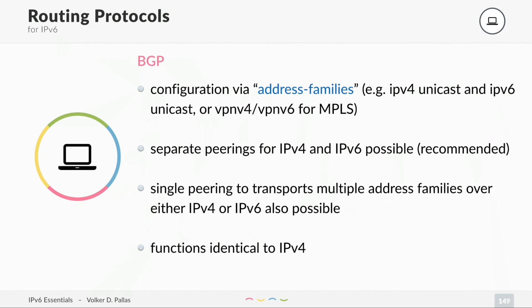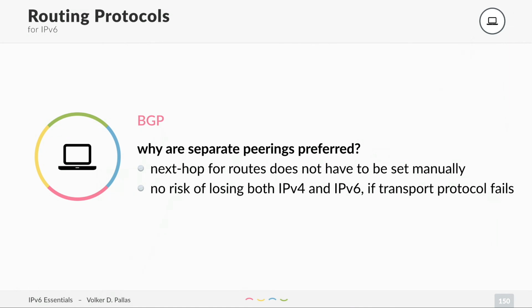Apart from that, BGP for IPv6 is functionally identical to IPv4. It's the same process, it's not any different. So why do we prefer separate peerings? With only one peering, you have to manually set the next hop because you get a message from your neighbor. Let's say the underlying protocol is IPv4 that you peer with your neighbor with. And the neighbor sends an IPv4 route. This route's next hop is automatically set to your peer's IP address, so you know where to send messages to. But with IPv6 over IPv4, it cannot set its IPv4 address, and your router does not know the IPv6 address of the peer, so it does not make sense. You would have to manually set the next hop.